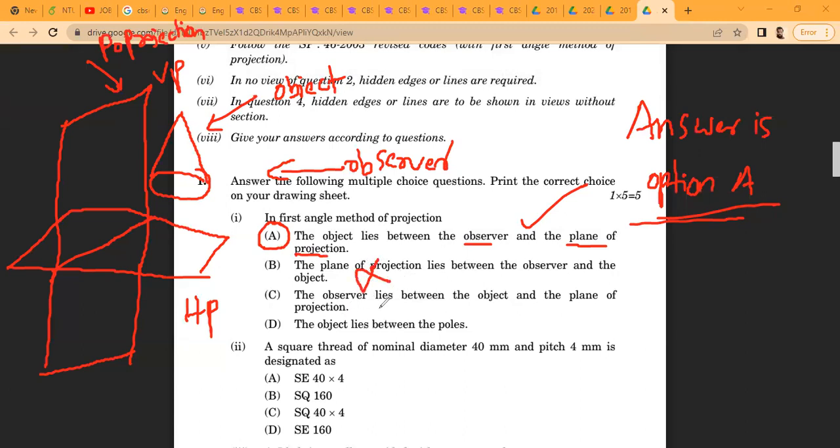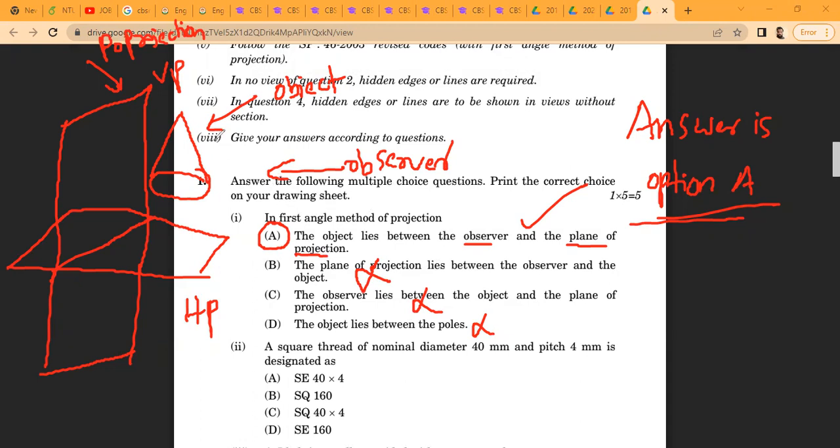Then what is the third option? The observer lies between the object and the plane of projection. So the observer is in between the object and the plane of projection. So that is again wrong. The object lies between the poles. That is again wrong. First angle projection means the object is in the first quadrant.